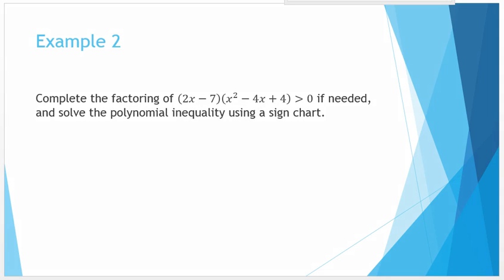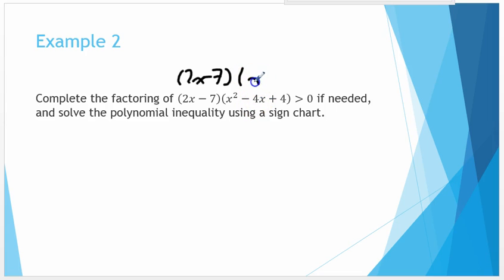Here's another example, but this time you'll notice that the factoring isn't completely done for us. Now the 2x minus 7, I can't do anything else to that, so I'll leave that piece alone. But this second piece here is a trinomial, starting with x squared. So I can try to find two numbers that multiply together to equal +4 and add up to -4. In this case, the numbers would both be -2, because -2 times -2 is 4, and if you add them together, you get -4.